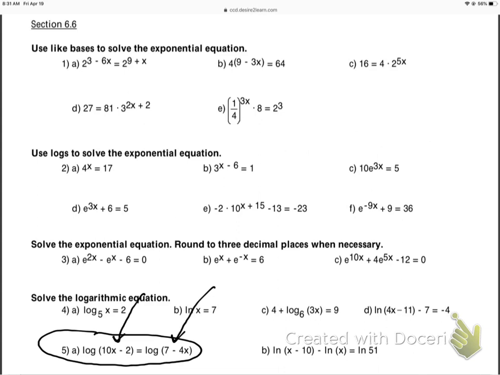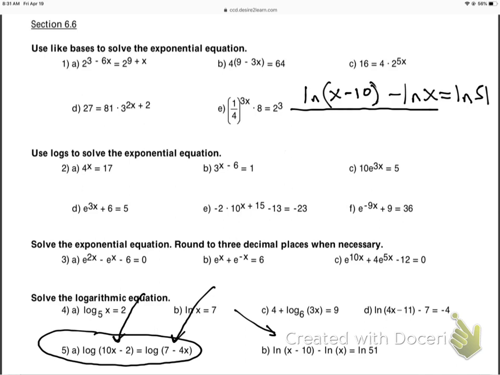Right, the next one. How about this one here, b? So we have ln of x minus 10 minus ln of x equals ln of 51. Now, on this left-hand side, I'm going to apply some of those log properties that when you've got a minus in between, this is a minus, it turns it into a single log as a division. Remember that? So I've got x minus 10 over x. Okay, it's a minus, so it becomes a division.